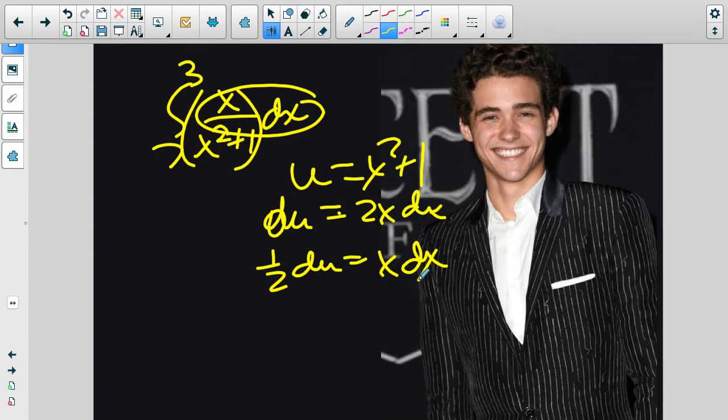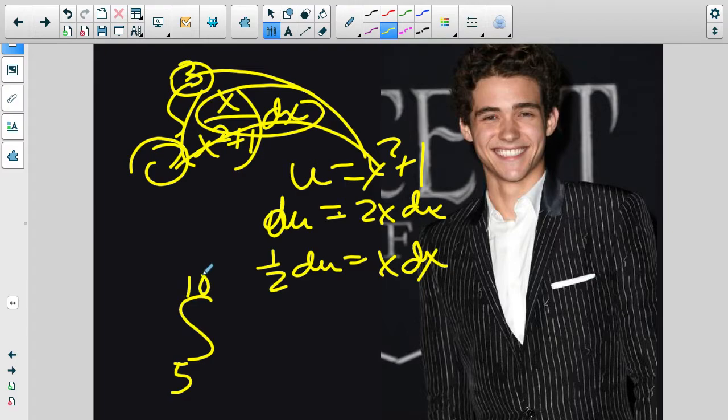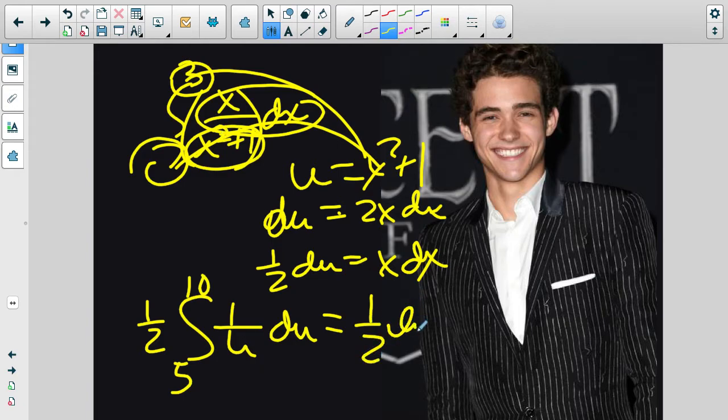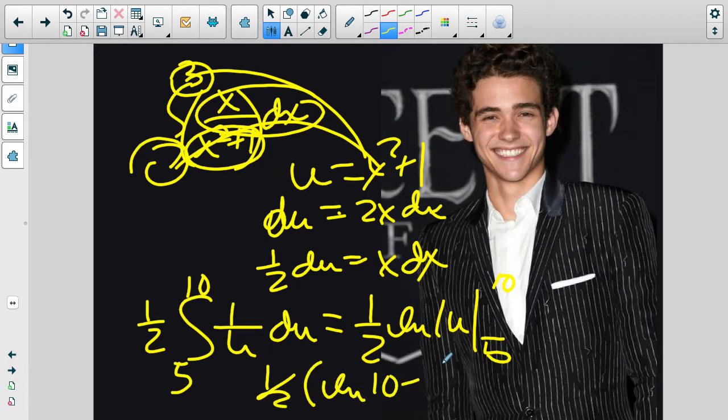You need to be excellent at substitution, like in your sleep, because we're moving on, okay? Now I change my limits of integration. When x is 2, u is 5. When x is 3, u is 10. Most of y'all changed yours also. And I get 1/2 times 1 over u du. So I have 1 over x squared plus 1, x dx is 1/2 du. Don't go back to your x's. This is ln u from 5 to 10. So I have 1/2 times ln 10 minus ln 5. Those are both positive. Oh, that's a 5, sorry.